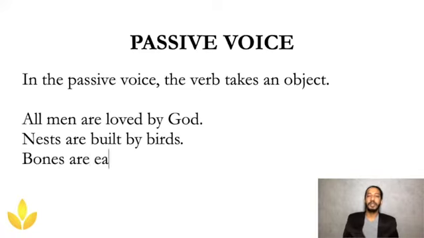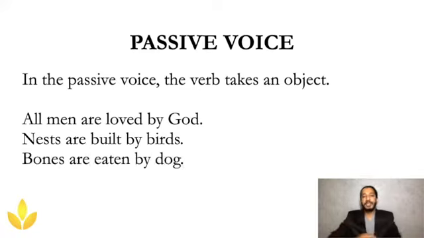So here in the passive voice, the object, or the one the action is being performed on, becomes the first part of the sentence and the subject goes to the last. So the sentence changes to: all men are loved by God. Nests are built by birds. Bones are eaten by dog. So here the object becomes the subject and the verb is performed on it through the subject, which comes in the end. So the emphasis goes to the object more than the subject here.